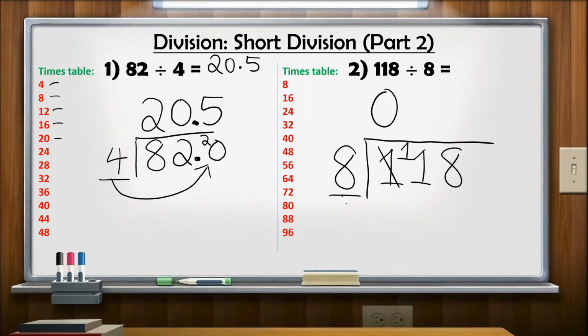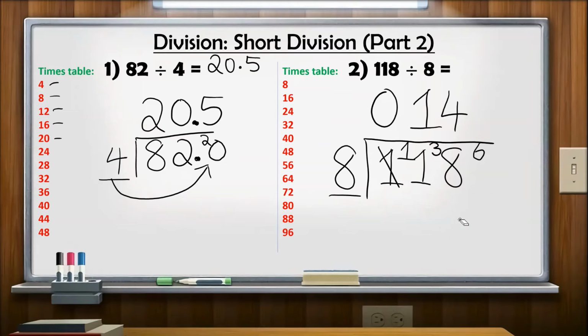So I'm going to ask myself, how many 8s can I take out of 11? Using my times table, I can see that I can take only one 8 out of 11. However, I am left with a remainder of 3. And this will then be carried over to my next digit. So my 8 now becomes 38. Again, I'm going to ask myself, how many 8s are there in 38? Using my times table, I can see that there are 4 8s in 38, and I have a remainder of 6.